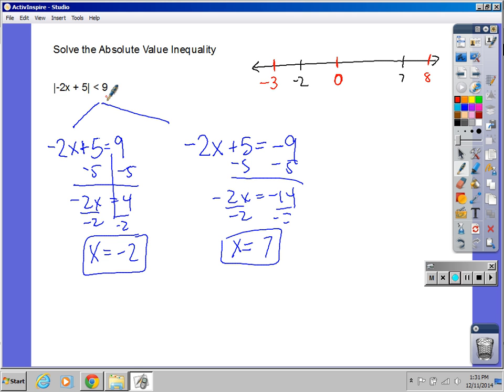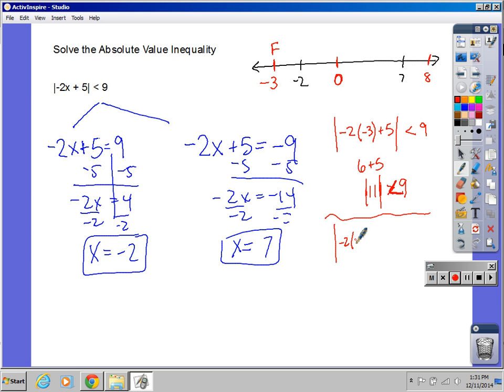So if I test negative 3, I would have the absolute value of negative 2 times negative 3 plus 5. Okay? And I'm trying to figure out if that's less than 9. So the negative 2 times negative 3 is 6. 6 plus 5 is 11. The absolute value of 11 is less than 9, and that is false. Okay? And then I repeat the process for 0. So absolute value, negative 2 times 0 plus 5, less than 9. And that gives me 5 less than 9, and that is true.